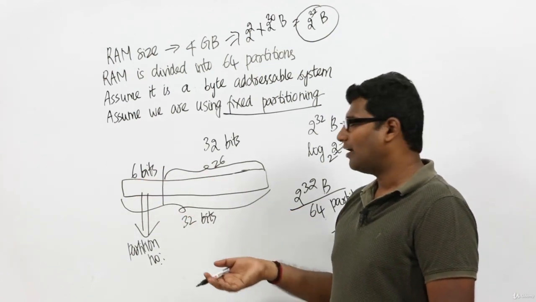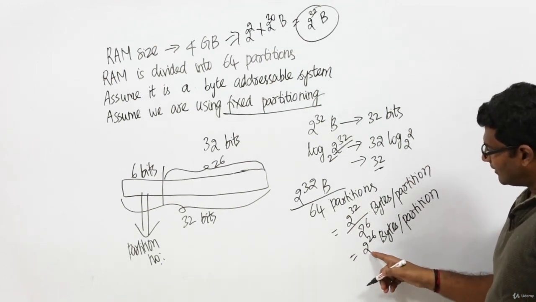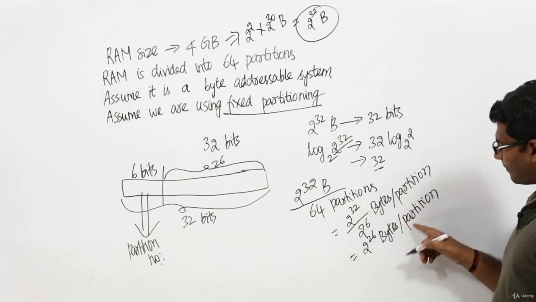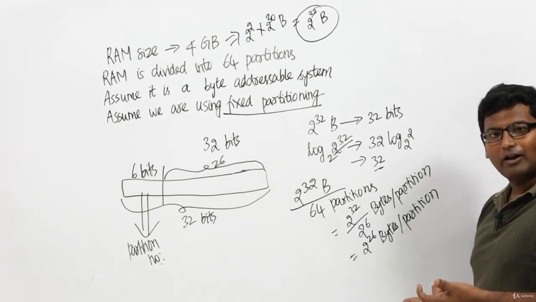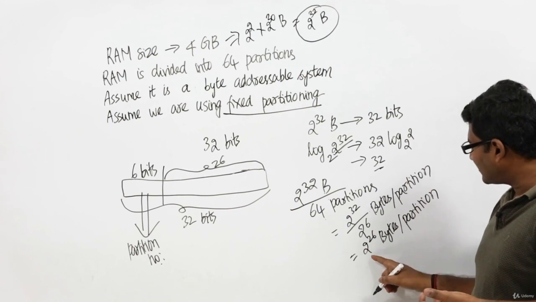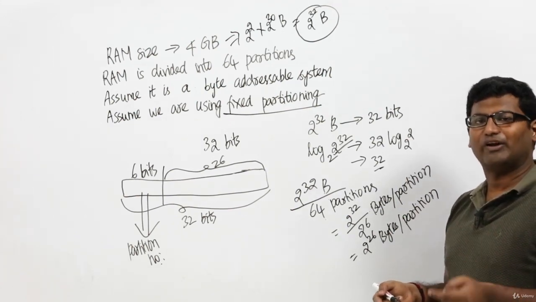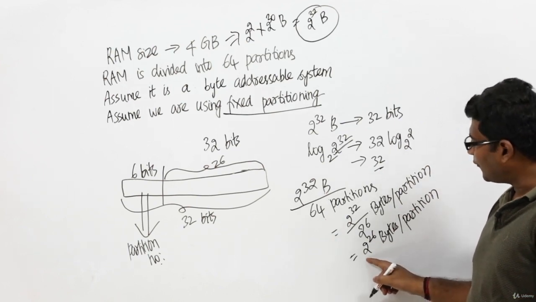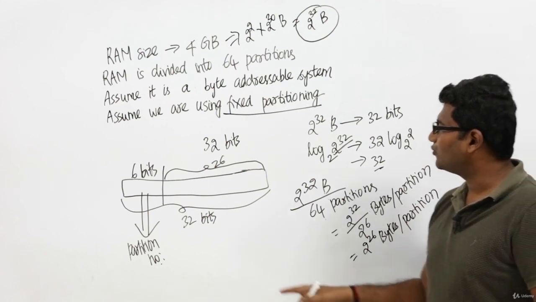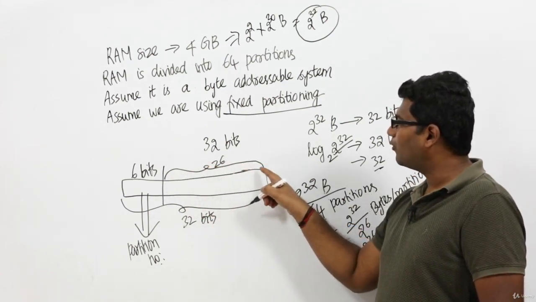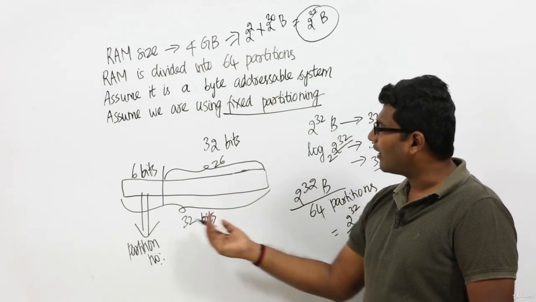This is the simplest way. Another way to do this is by using this method. There are 2 power 26 bytes per partition, which means within a partition there are 2 power 26 bytes. In order to address these 2 power 26 bytes, assuming I am giving a single address for every byte, I need exactly 26 bits. And so I am going to use the last 26 bits in order to address the bytes of a single partition. So this is how the addressing will look.